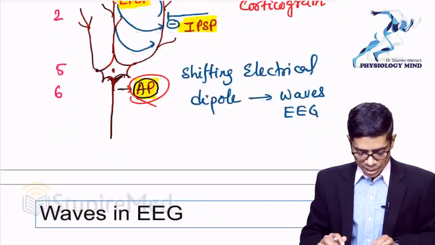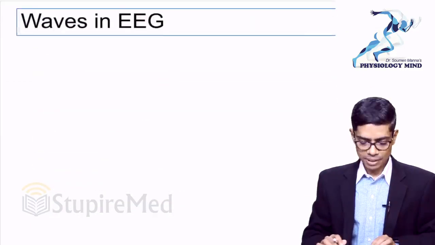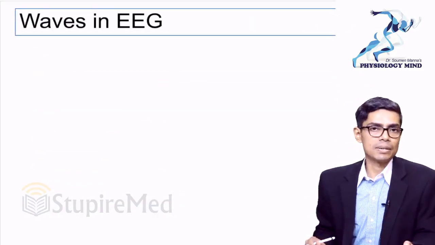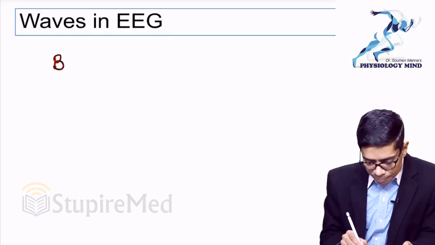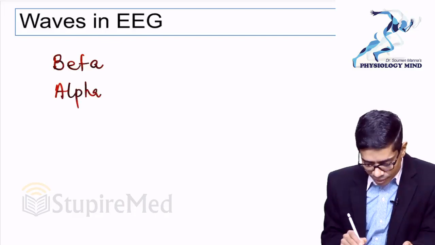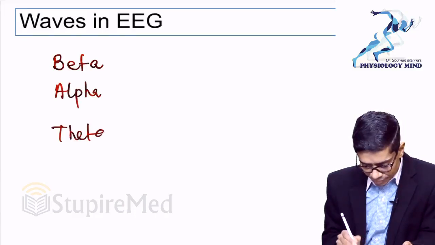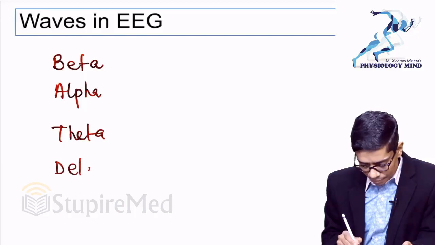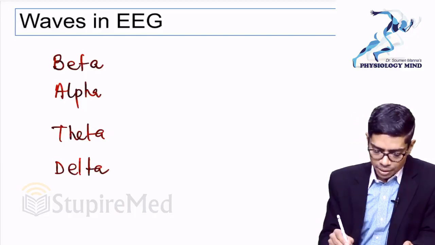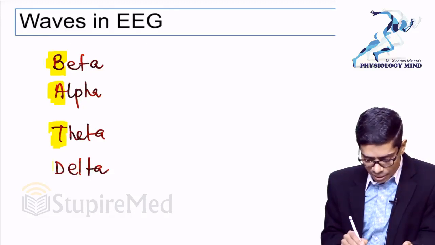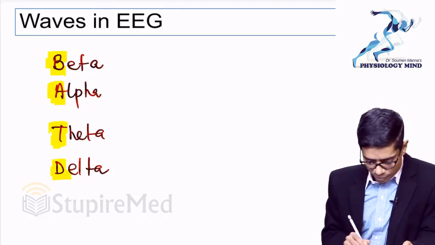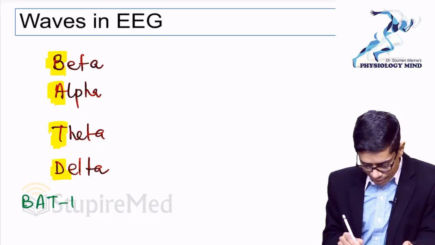Now move on to the next, that is, what are the waves that are seen in case of EEG. So remember like this: beta, alpha, theta and delta, right? So B, A, T, D. So B, A, T, dance like this.